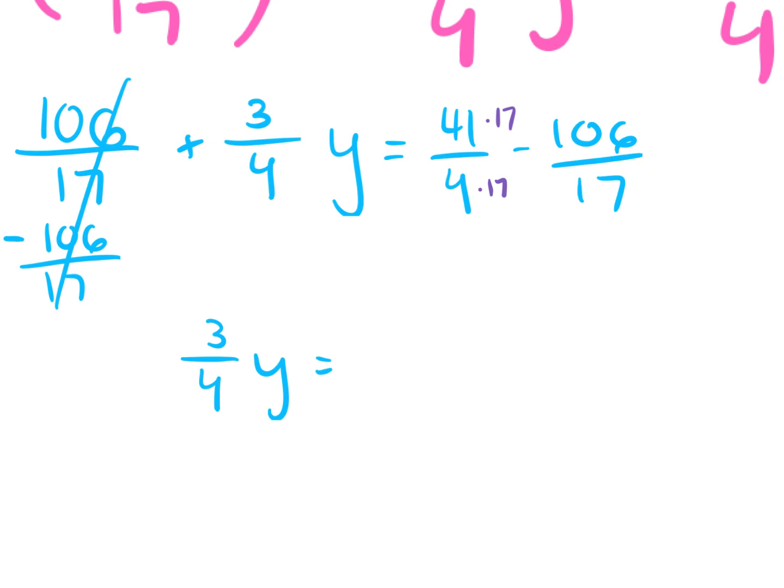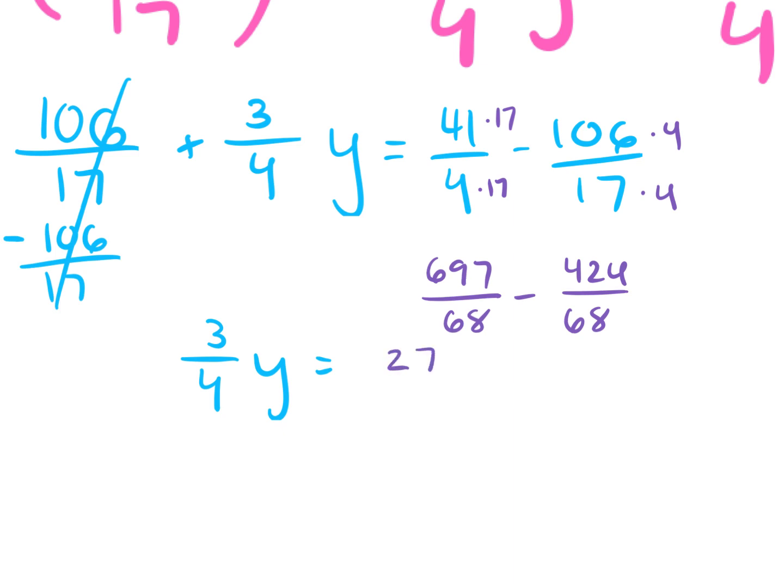What's 41 times 17? 697 over, what's 4 times 17? 68. Minus, we're going to multiply this one by 4. What's 106 times 4? 424. And what is 697 minus 424? 273 over 68. We're not done yet.